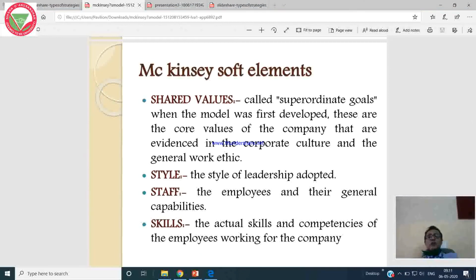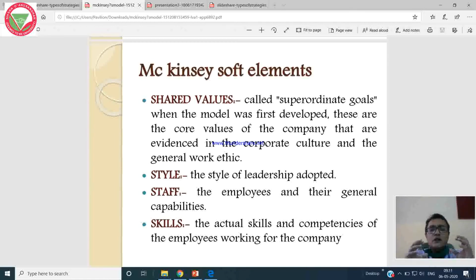So it becomes very important to align the goals of an individual with the goals of an organization. Therefore, the shared values are called your superordinate goals. Superordination means you need to align the individual goals with the goals of the organization. There are certain core values, like we are the most trustworthy company in the market, so we should not be cheating any kind of people in order to gain short-term benefits. That is the first shared value.